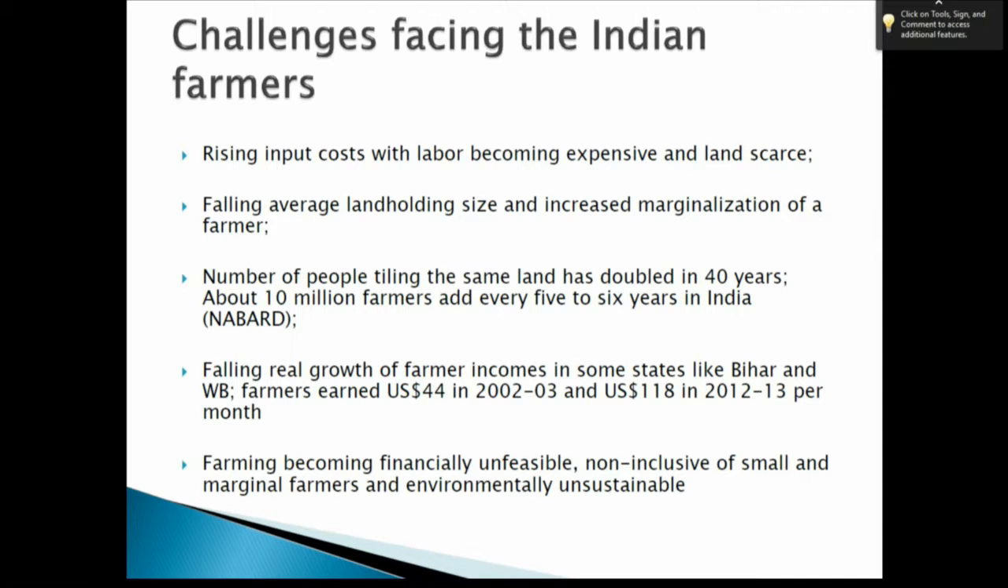Farming real income growth rates have actually been very slow. In terms of farmer income, we've calculated a number. In 2002-03, a farmer earned about $44 per month, one farmer. Now, in 2012-13, the number is equivalent to $118 per month. There are states which have actually witnessed a negative real growth rate of farmers' income also, like Bihar, as Professor Pingali had mentioned yesterday, and West Bengal.